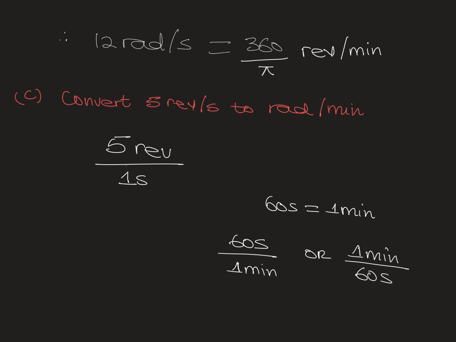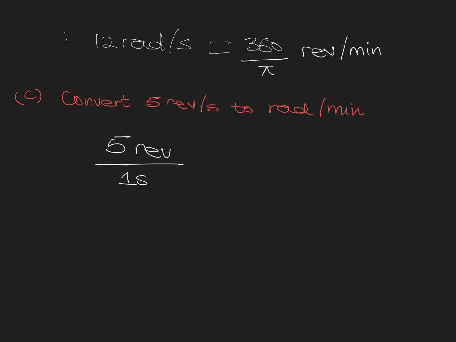Well, we decide that based on what we have here. Seconds here is a denominator, so we have to use a numerator here. Otherwise, we will not be able to cancel seconds. So that is to say, this is the one we're going to use. So we will say multiply by 60 seconds divided by 1 minute. So seconds will cancel seconds. 5 times 60 is 300. So that will be 300 revolutions per minute.